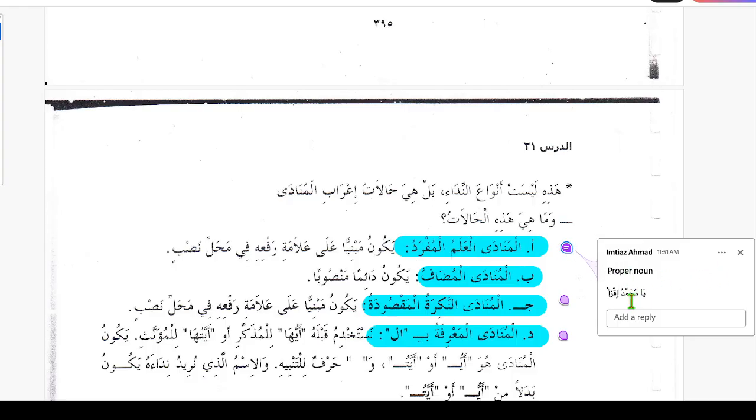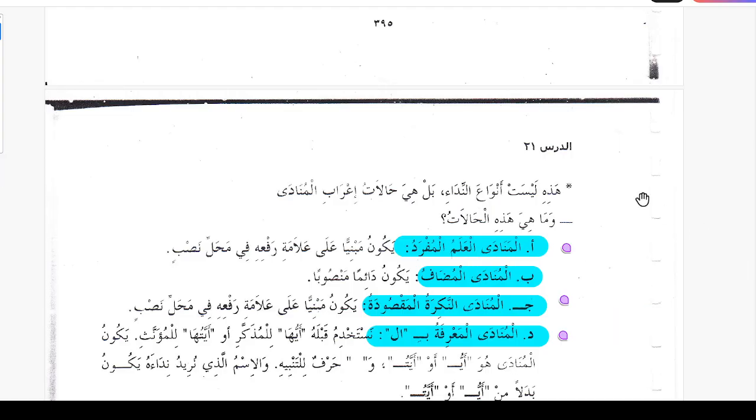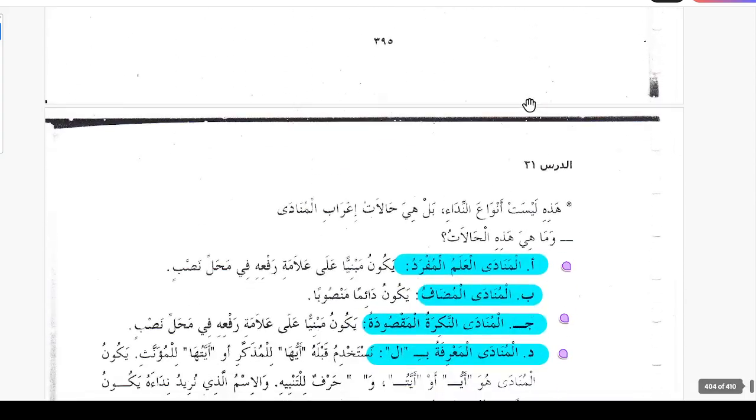Just like saying ya Muhammadu ikra, O Muhammad read. So here the example is ya duwaliyu. So this is the proper noun, the name. Yakunu mabniyan ala lamati rafi fi mahalli nasbin. So this is mabni with the sign of rafa in place of nasab. So this is the name. So in place of nasab, this is the sign, because this is the alam.